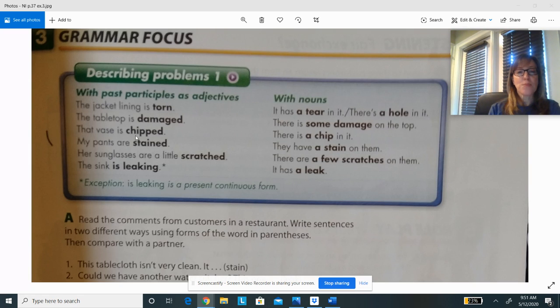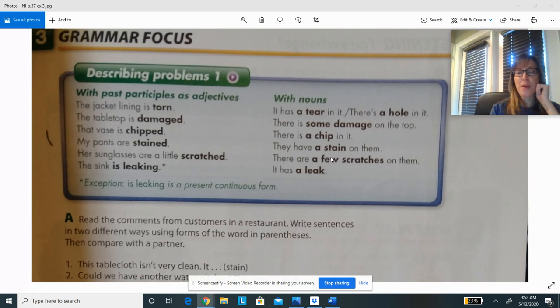That vase is chipped, or there is a chip in it. You could also say it has a chip. My pants are stained. They, pants, have a stain on them. Her sunglasses are a little scratched. Sunglasses, even though it's one pair, it's considered plural, so just make sure you use a plural verb. Her sunglasses are a little scratched, or there are a few.